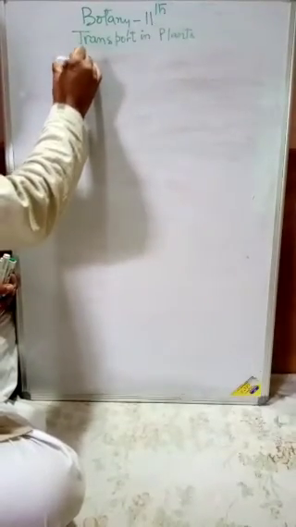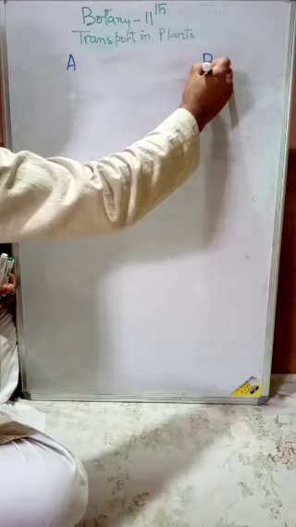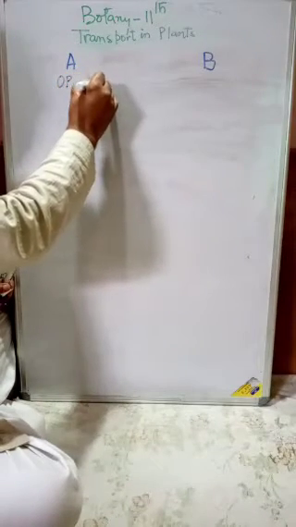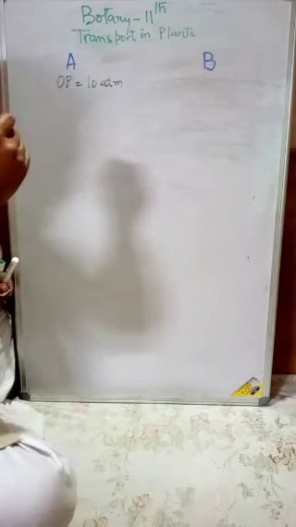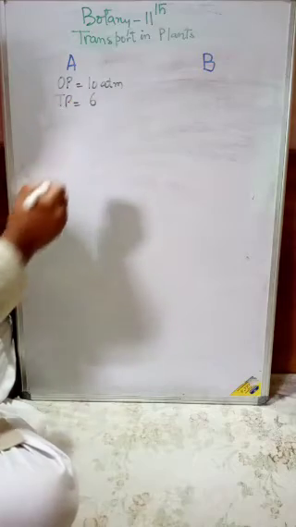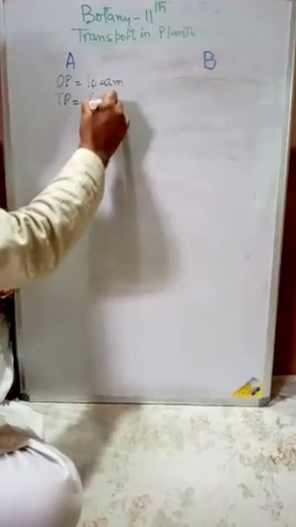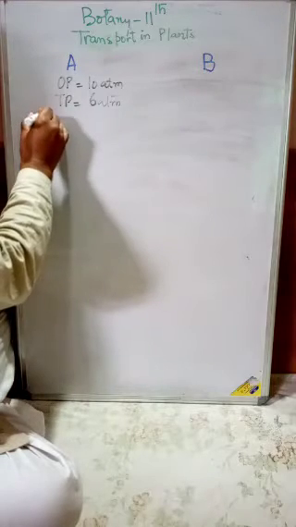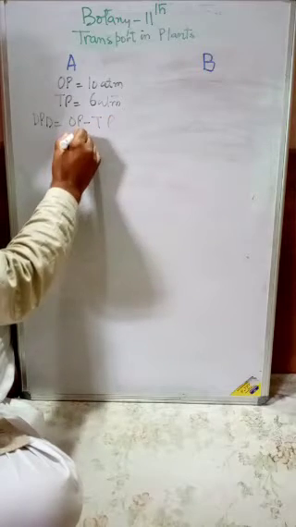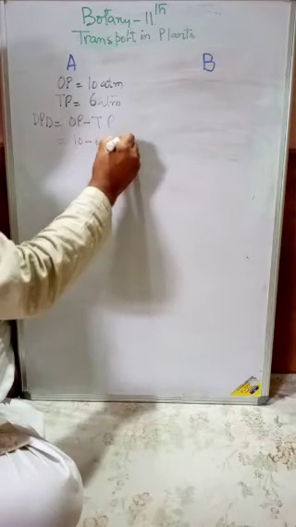another example. We have got two cells. One cell is A, another cell is B. Now one cell's osmotic pressure is equal to 10 atmospheric units and its TP, that is the turgor pressure, is equal to 6 atmospheres. So what will be the DPD? DPD is equal to OP minus TP, that is equal to 10 minus 6, that is equal to 4.